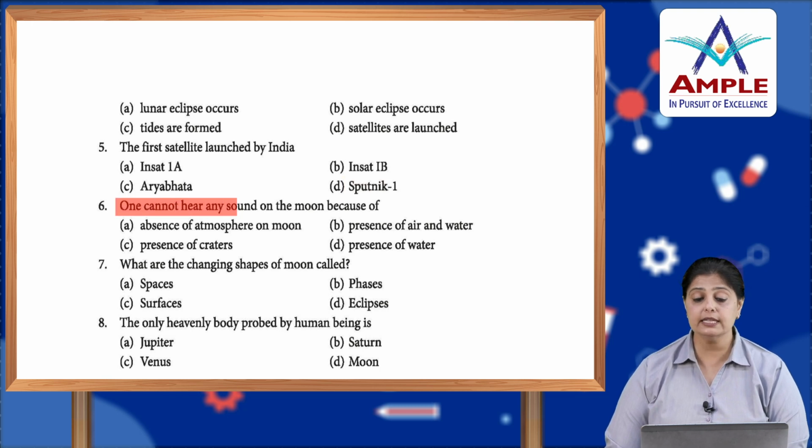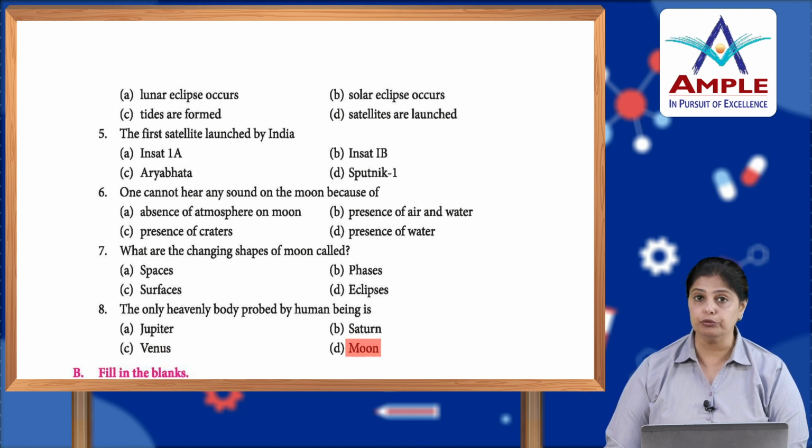One cannot hear any sound on the moon because of absence of atmosphere on the moon, presence of air and water, presence of craters, or presence of water. It is because of the absence of atmosphere on the moon. What are the changing shapes of the moon called? Spaces, phases, surfaces or eclipse? It is known as the phases. The only heavenly body probed by human beings is Jupiter, Saturn, Venus or the moon. It is the moon.